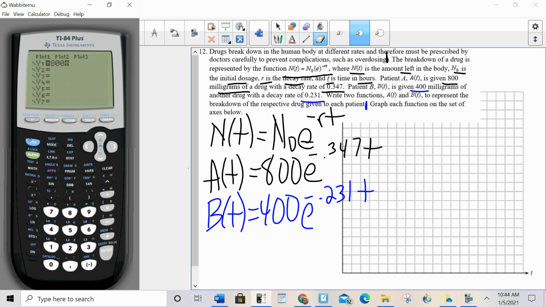If you remember to type in e, it's second, and then the ln button. Negative 0.347 X, instead of T, we use X. And then I have 400 e to the power of negative 0.231. So let's start with zoom 6, because it's not telling us what we're graphing between, so I kind of have to find a picture in here. And zoom 6 gives me nothing, which I knew it would, because 800 and 400 are the initials, which is not going to fall in my standard window. So I'm going to try zoom fit, which is zoom 0.